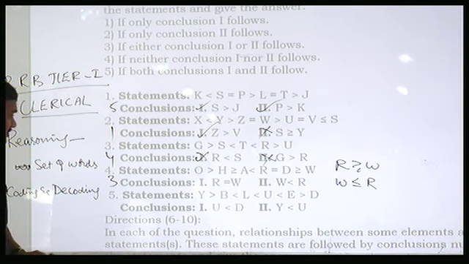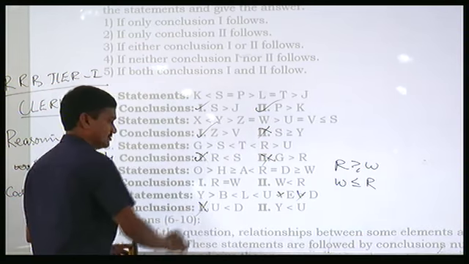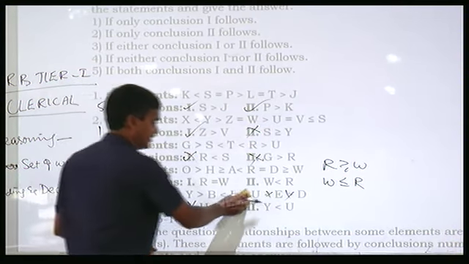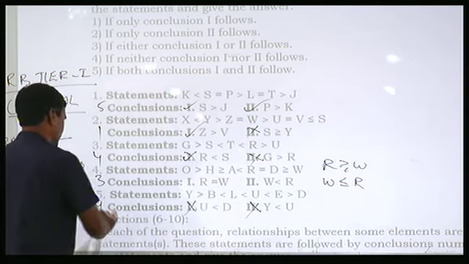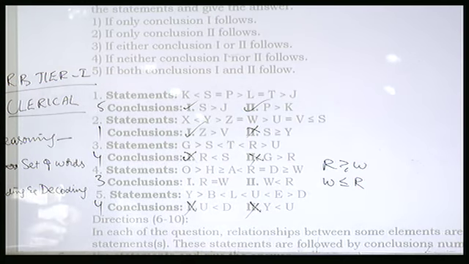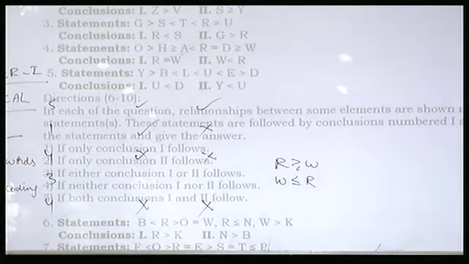Then question number 5, U and D. U is here, D is here, greater than, lesser than, two opposite symbols ruled out. Next one, Y and U. Where is Y and U? Y is here, U is here, two opposite symbols. Hence, what is your answer here? Neither. Okay? This is how to solve in your examination rather than writing the statement separately.